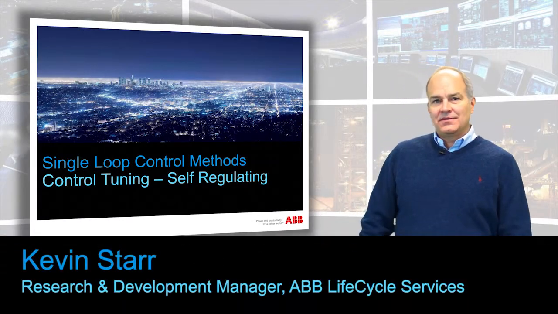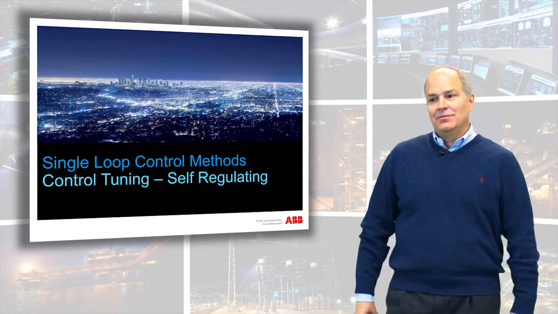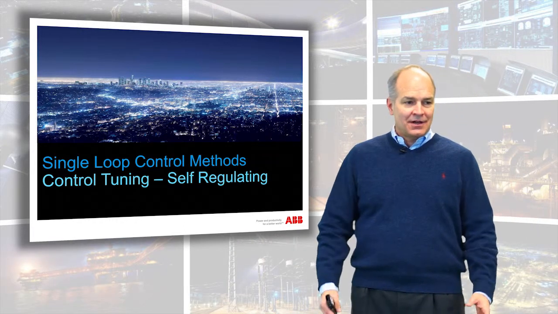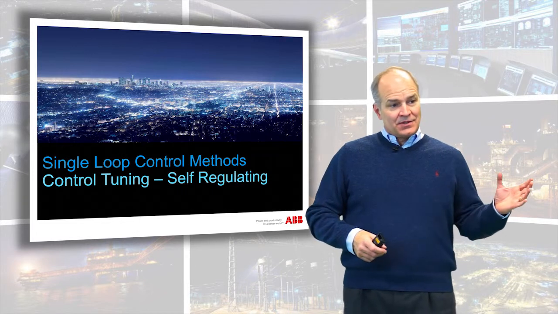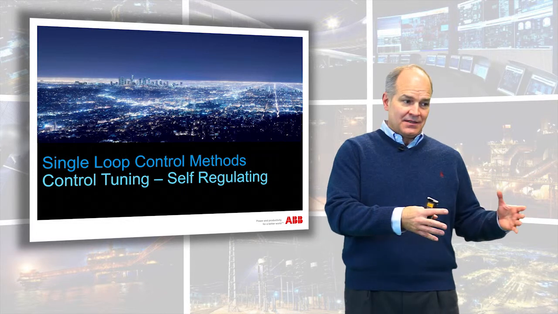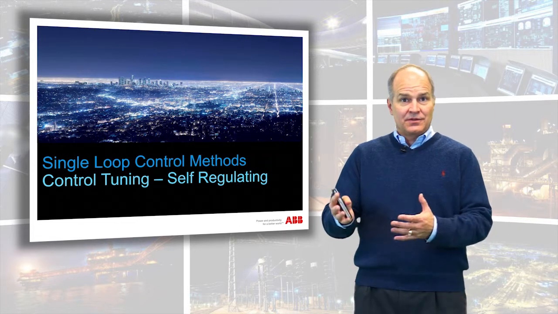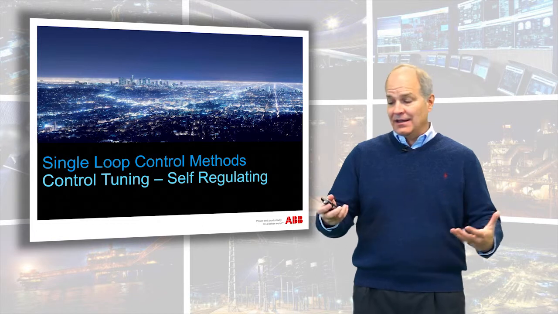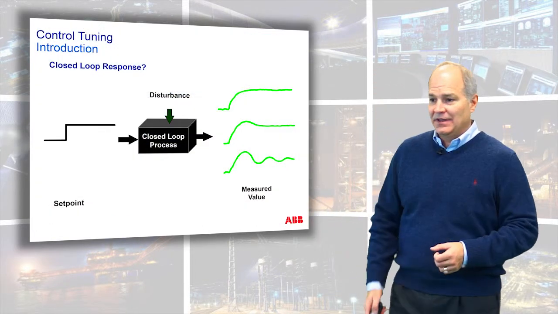This episode, or this video series, is going to be on single loop control methods tuning. We're finally up to tuning. We're going to talk about how you tune a self-regulating process. Several episodes ago we talked about the process and how to identify it. Then we talked about the controller, proportional integral derivative. Now we're going to talk about how we link these together. We're finally at the point where you can actually tune something when we're finished.